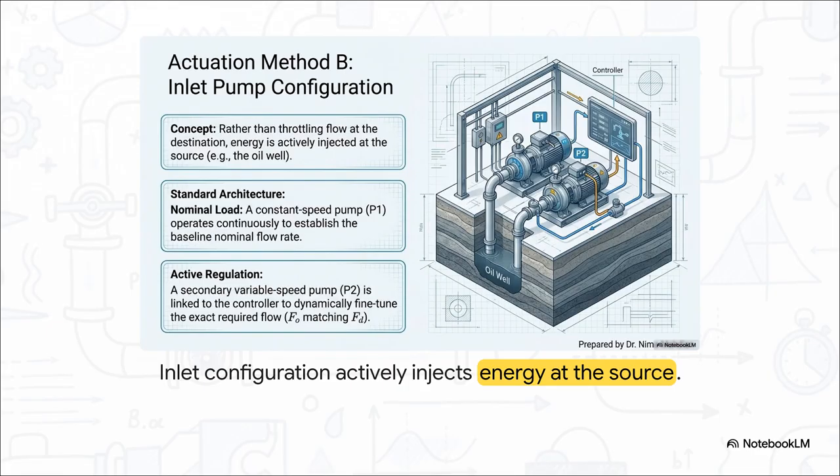We use a standard architecture here. A constant speed pump, labeled P1, operates continuously just to establish our baseline nominal flow. Then, a secondary variable speed pump, P2, is linked to the controller to dynamically fine-tune the exact required flow. It is an incredibly efficient way to match supply with demand.